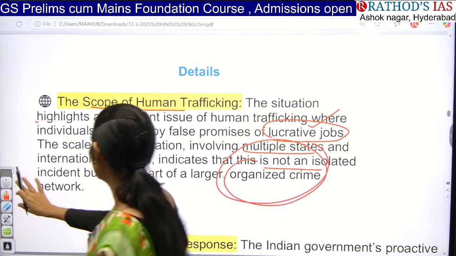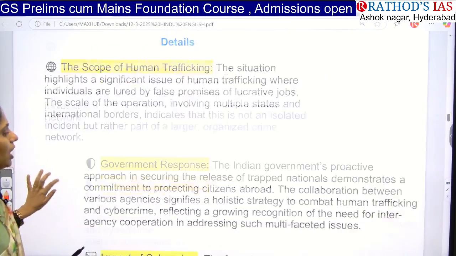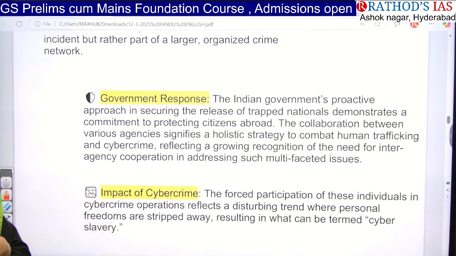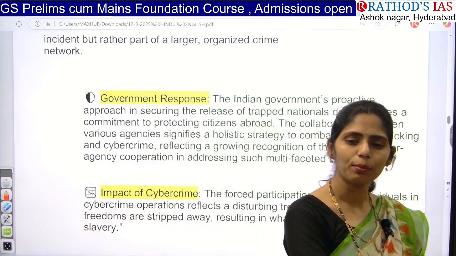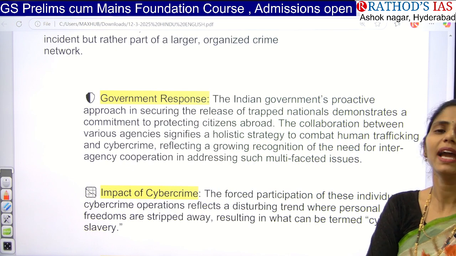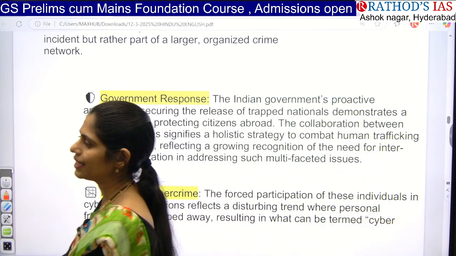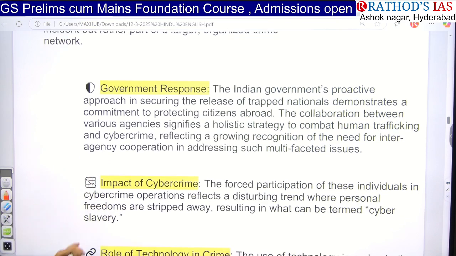Here you have to remember how our government responds whenever such cases come up. It is the Indian government's responsibility to protect citizens who are posted in or went to other countries. For that sake we have embassies. Indian embassies are established in other countries so that they take care of Indians present there. So even here the government takes an important role in protecting Indian nationals.